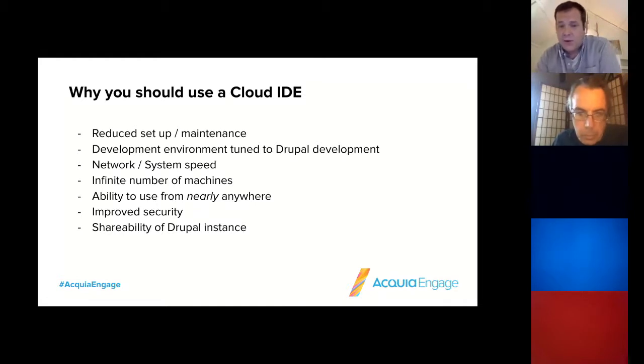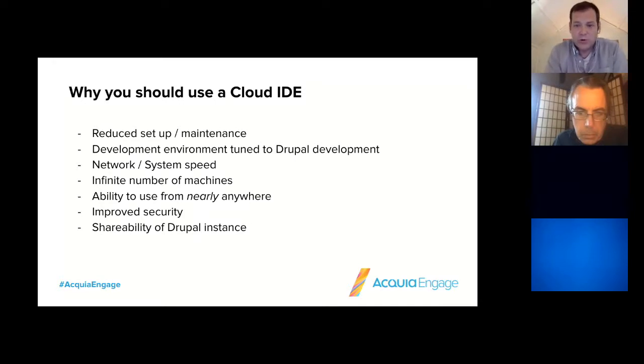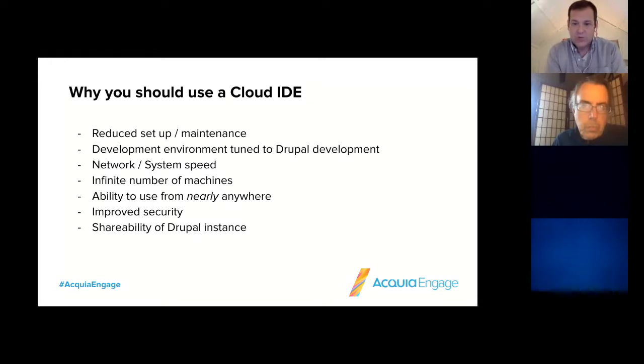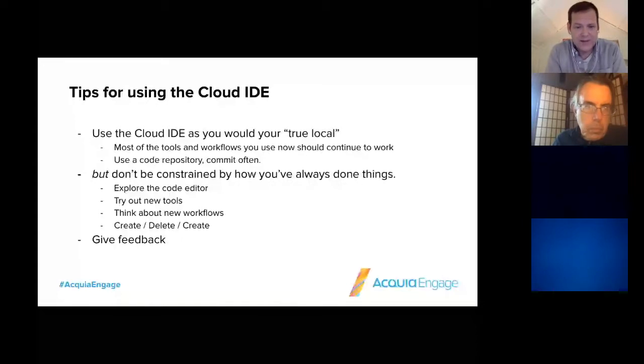And then some tips for using the Cloud IDE. More or less, use the Cloud IDE like you would your true local. Most of your tools and workflows stay exactly the same. If you're doing something specific in how you deploy via Git or a branching strategy, more or less, you can use that in the same way. I do encourage you to use a code repository and commit often. Treat the Cloud IDE like a laptop that you could use, right? The same due diligence that you would have at any point. That's just more of a precautionary measure, to not change the same oversight and the backup and the saving of code that you would traditionally have.